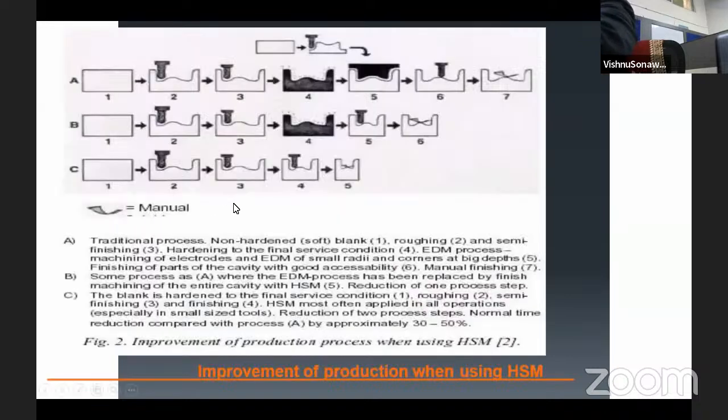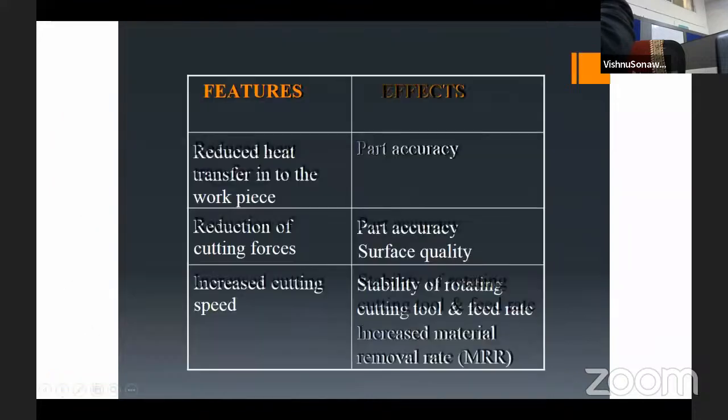And here we can see the various types of material, these complex shaped parts we can machine by using electrode discharge machining or chemical machining. But here the entire cavity we can manufacture by using high-speed machining. This is one improvement of production when using high-speed machining.